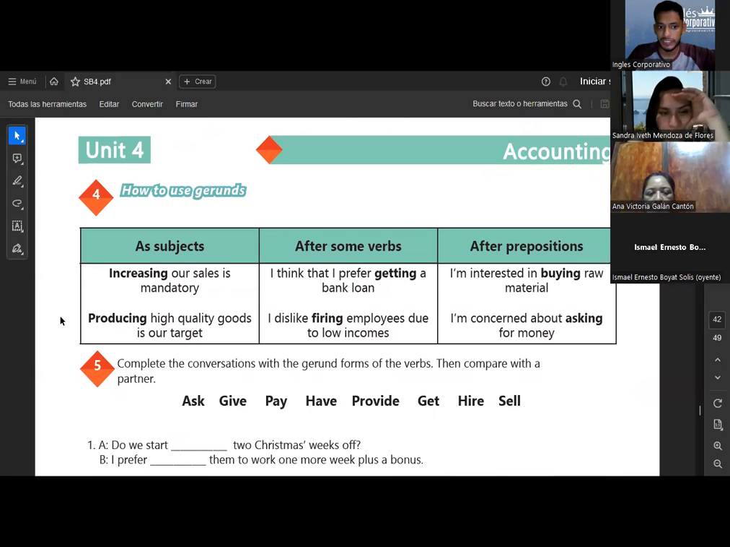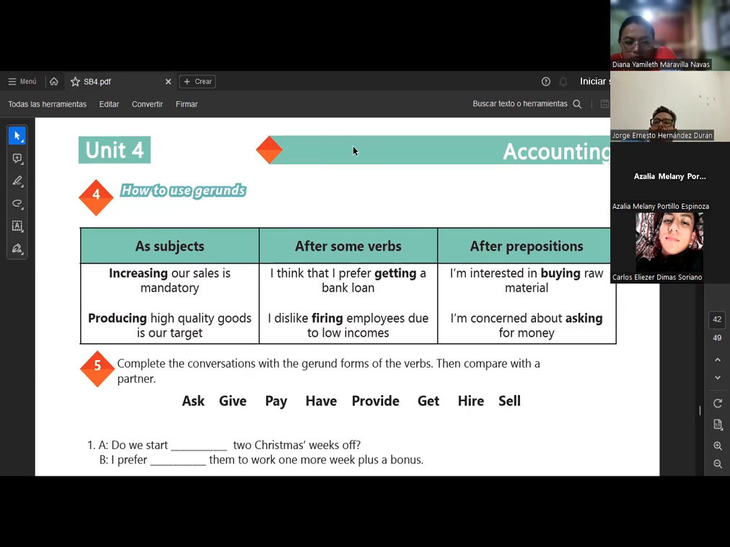Number four, how to use gerunds. Sandra, help us read as subjects. Increasing our sales is mandatory. Producing high quality goods is our target. What is goods, everyone? Goods. Pues buenos. What is goods? Do you know? It's like products. Yes, high quality products is our target. Yes, thank you. Let's continue.